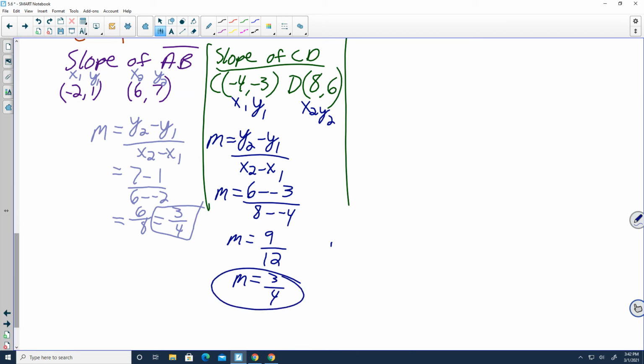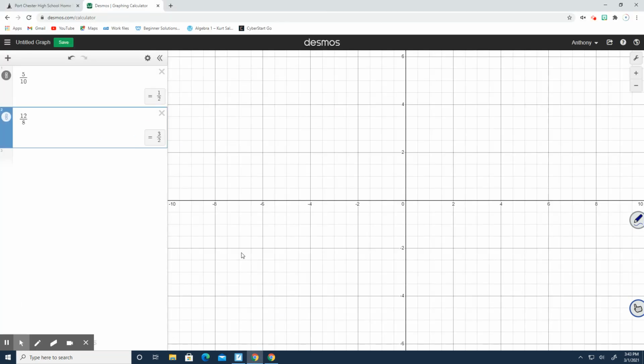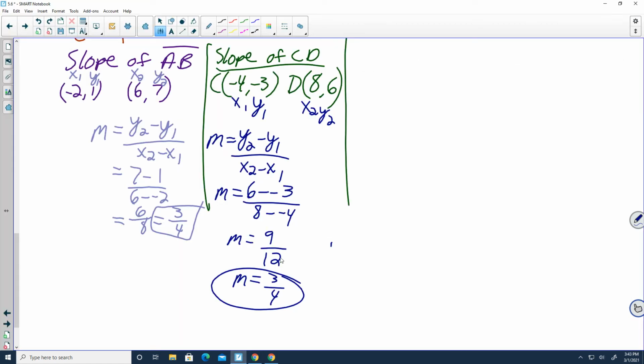All right, so you might get 6 over 8 and 9 over 12 and say that those aren't equal. But be careful. If I do 9 over 12 in my Desmos graphing calculator, that's going to simplify to 3 over 4. If I type in 6 over 8 in my Desmos graphing calculator, that's also going to simplify to 3 over 4. So these guys have the same slopes. So since they have the same slopes, that means that these line segments are parallel.